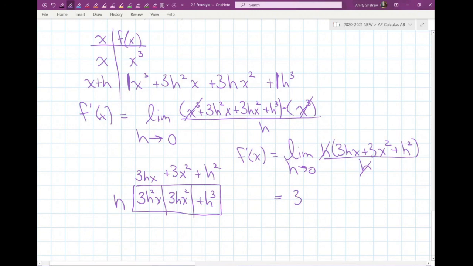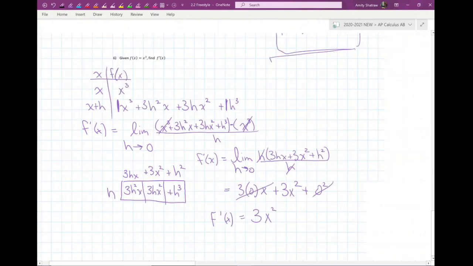So ready? I have 3 times 0 times x plus 3x squared, and I have a 0 squared. Well, this is 0, that is 0. So my derivative, f prime of x, is equal to 3x squared, which is exactly what the power rule said it should be. So I've done it this way.